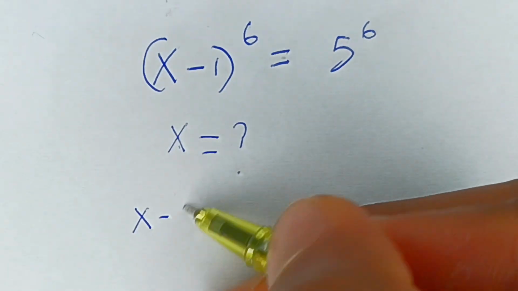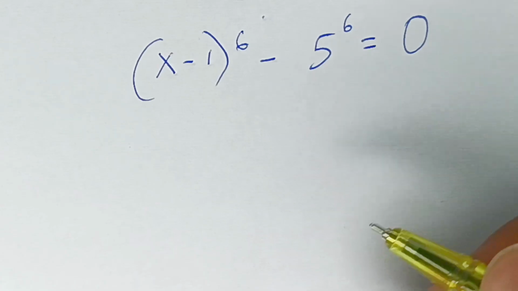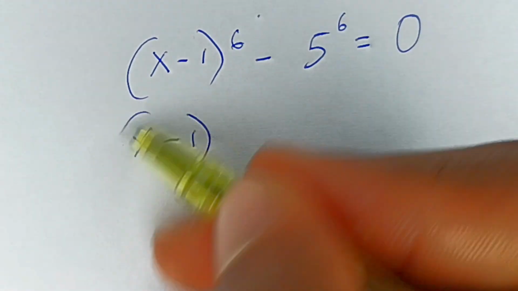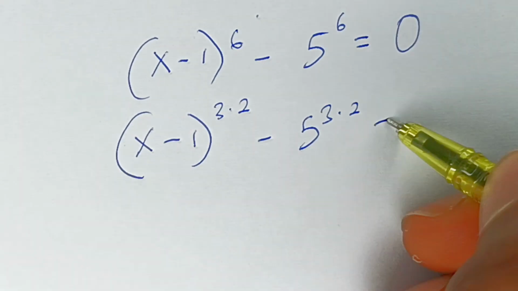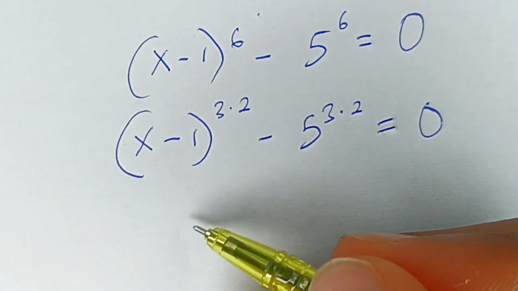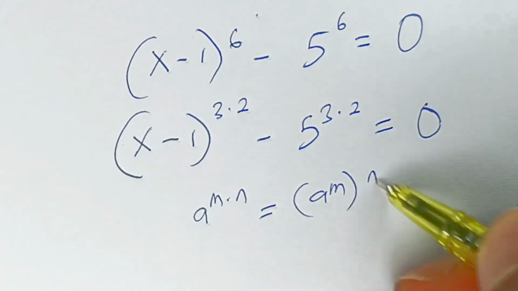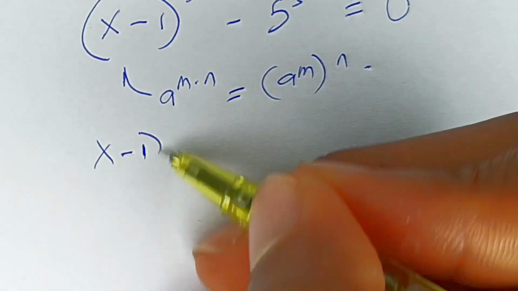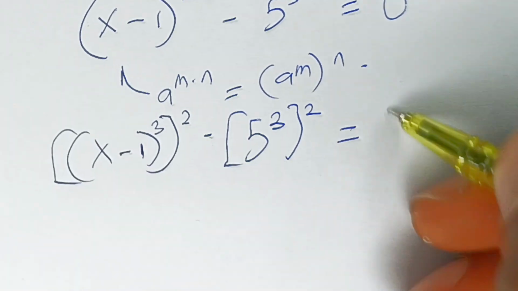So we have (x − 1)^6 − 5^6 = 0. Now, we can re-express this as (x − 1)^(3×2) − 5^(3×2) = 0. Now, there's a law of indices that says that a^(m×n) = (a^m)^n. So applying this law here, we're going to have ((x − 1)^3)^2 − (5^3)^2 = 0.